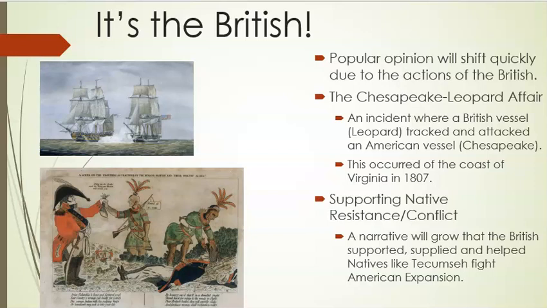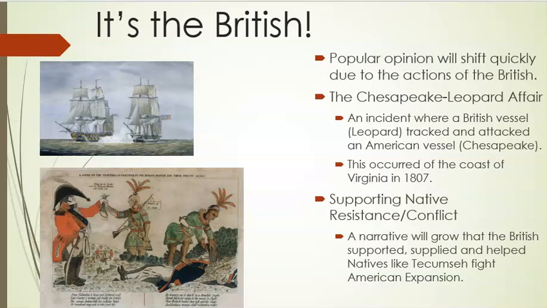And on top of that, there's a very famous incident called the Chesapeake-Leopard Affair, where a British vessel, the Leopard, tracked and attacked an American vessel, the Chesapeake. It doesn't sink the vessel, but they attack it, they capture people, they impress a bunch of sailors, they do all this stuff. And this occurs right off the coast of Virginia in 1807. It's a big blow. It's a big problem. A lot of people are like, what? How can you let this happen? Why is this happening? Jefferson, what are you going to do about it? Nothing gets done about it.